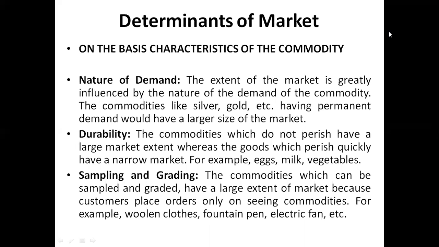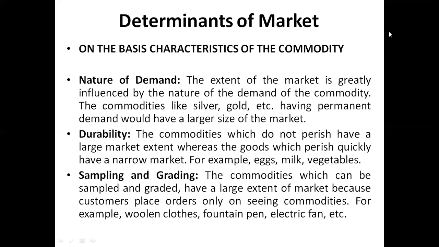The first determinant is on the basis of characteristics of the commodity. So it depends upon the nature of the demand. So demand bears direct relationship with the extent of the market. More the demand, wider will be the market. Then the next is durability. So the market of durable commodities will be wider and the market of perishable commodity will be narrower.